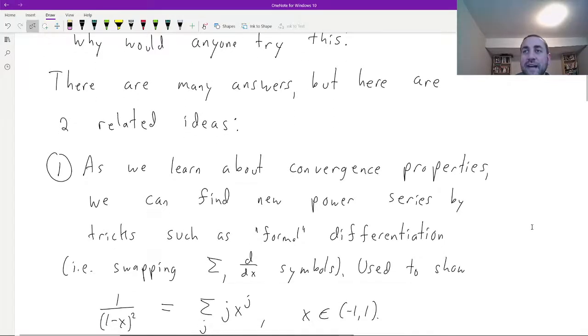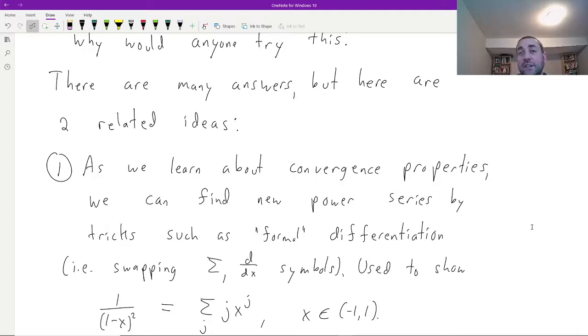The first of these is that as we start studying convergence properties of power series, we learn how to find new power series. So if we can find a few power series, we can use those and we can use formulas involving the power series to find new ones. So we can expand our vocabulary of power series.